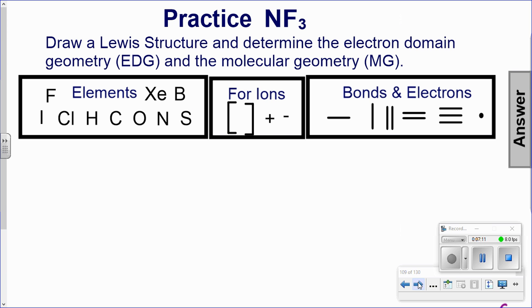We'll practice several of these. You'll do a bunch in your homework. Okay? If you have questions, let me know.